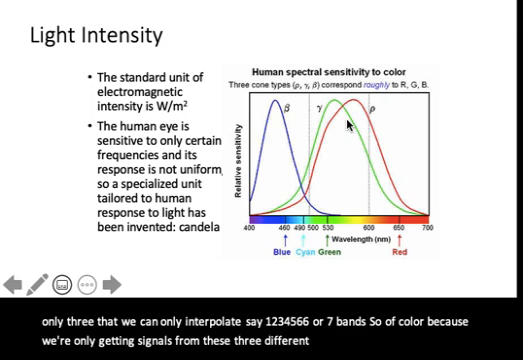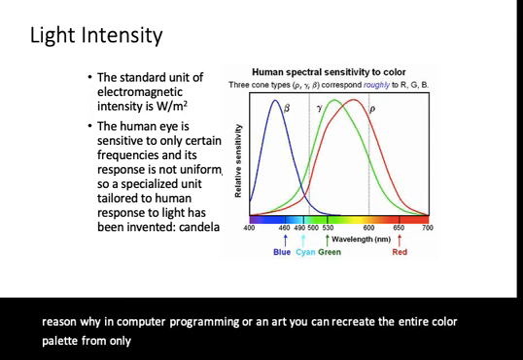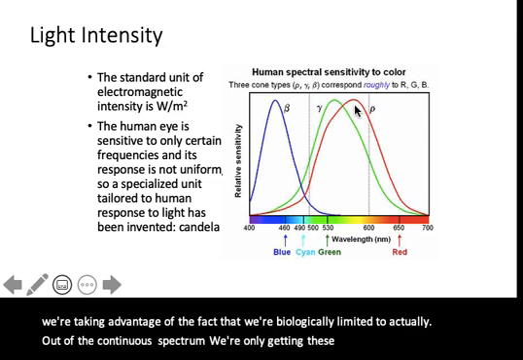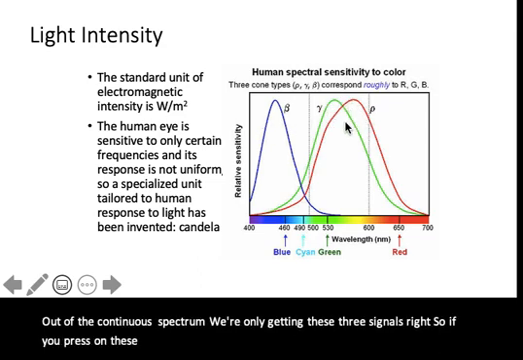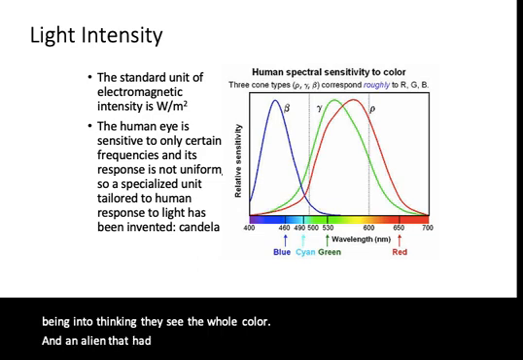And this is the reason why in computer programming or in art you can recreate the entire color palette from only three primary colors. That's not a physics thing. It's that we're taking advantage of the fact that we're biologically limited to actually, out of the continuous spectrum, only getting these three signals. So if you press on these three buttons in various combinations, you can fool a human being into thinking they see the whole color.